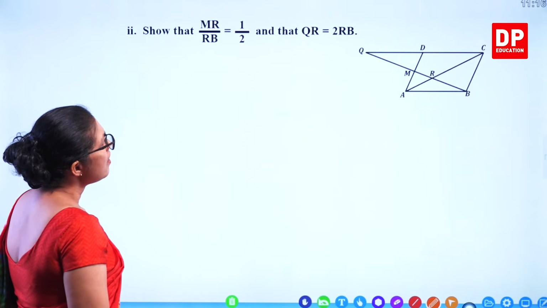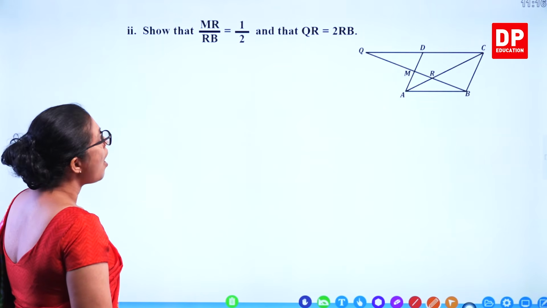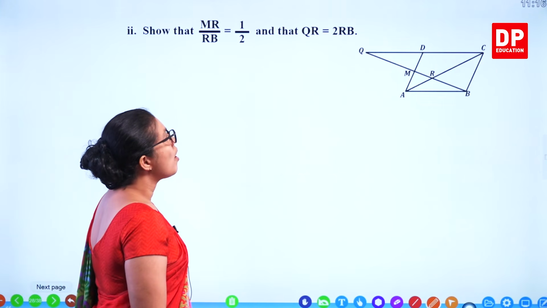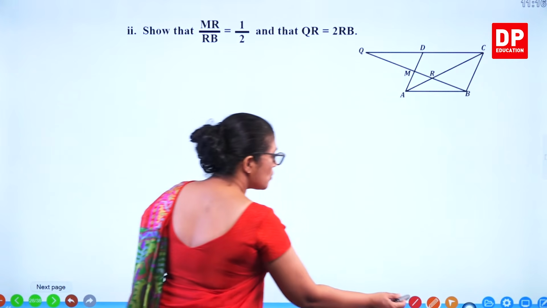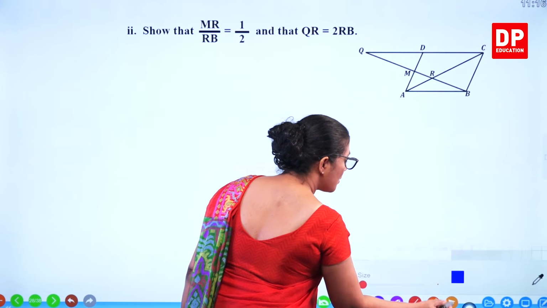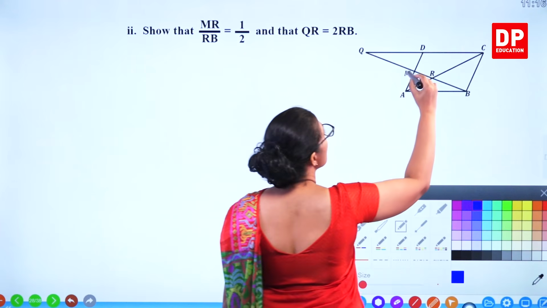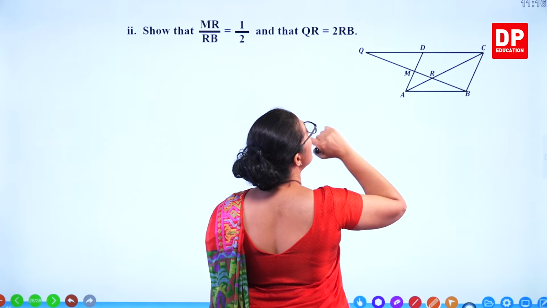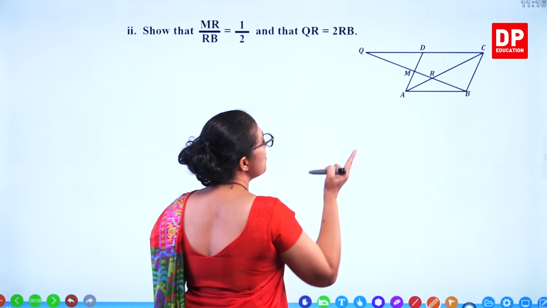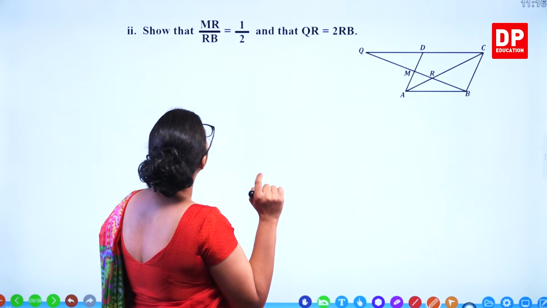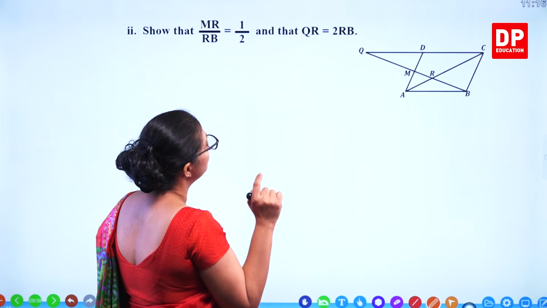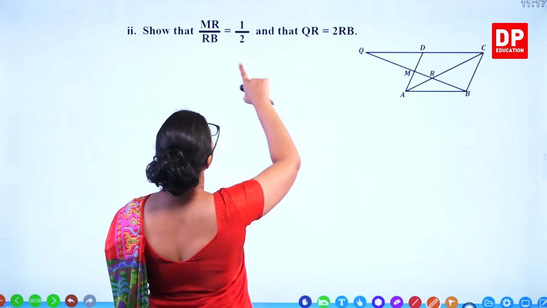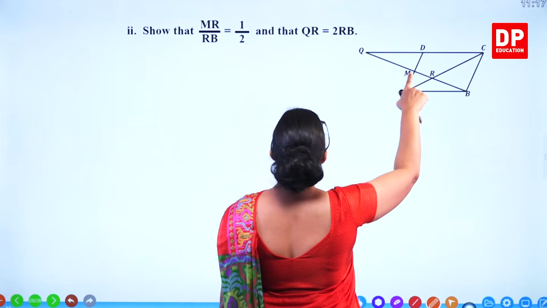Show that MR to RB is equal to half and that QR equals to RB. So now we found out these two lengths are equal. MB and MR. MQ both are equal from the previous part. So we need MR. So how can you write down? Here look at the other one, you need RB. These two lengths.